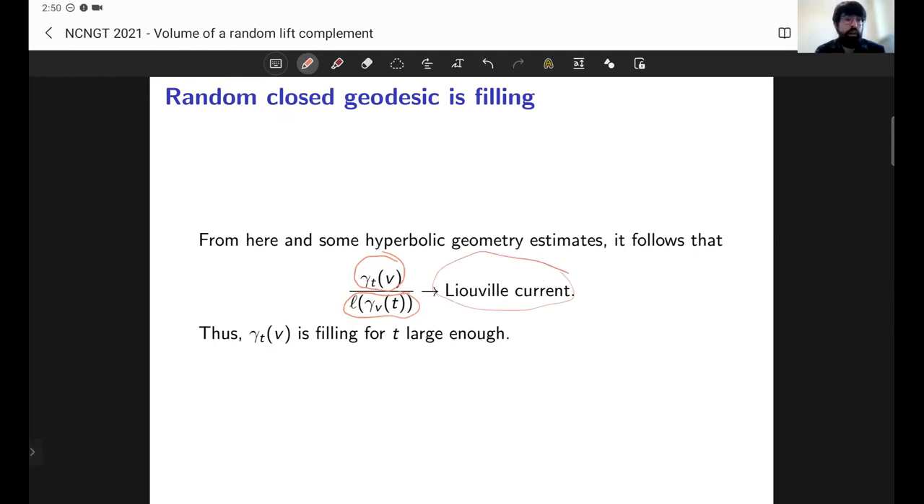The Liouville current is a current that comes from the Liouville measure in the unit tangent bundle. One important property of this Liouville current is that it's filling as a current. Because of that, and some other considerations, one can show that for t long enough, this random closed geodesic that we constructed is actually filling, which is one of the hypotheses that we need to apply Foulon-Hasselblatt's theorem. One of the conditions was that the geodesic that we start with should be filling in order to get a parabolic manifold.